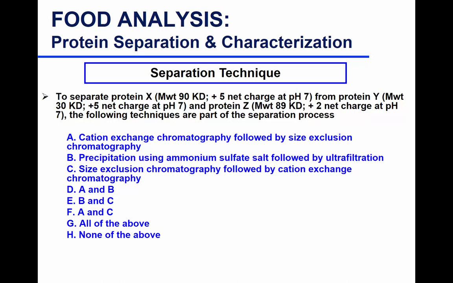Yes. And you can do precipitation by salt because you have different charges. If you put just a little amount of salt, that will precipitate the plus 2, and you keep the plus 5 in solution. Then you can do ultrafiltration, which is also based on size, so you can separate the 90 from the 30 using, say, a 50 kilodalton cup. Then the 30 will be your permeate, and the 90 will be your retentate. So any of these, and order doesn't matter, but usually people start by size exclusion, then cation exchange, then salt precipitation, then ultrafiltration. That's the norm, but this doesn't mean that other orders don't work.